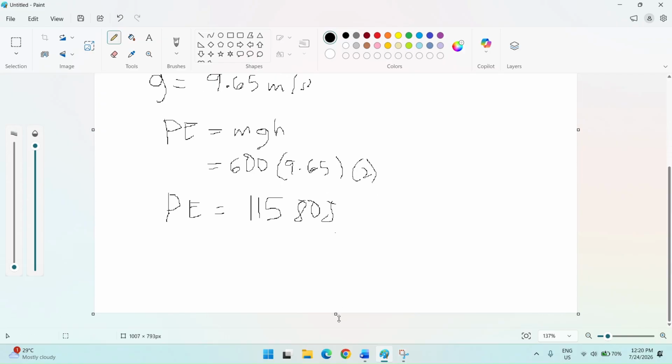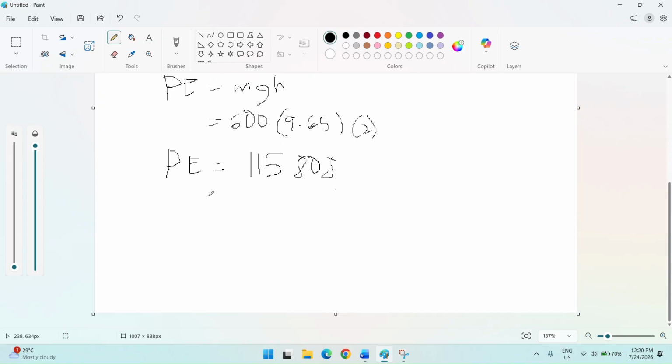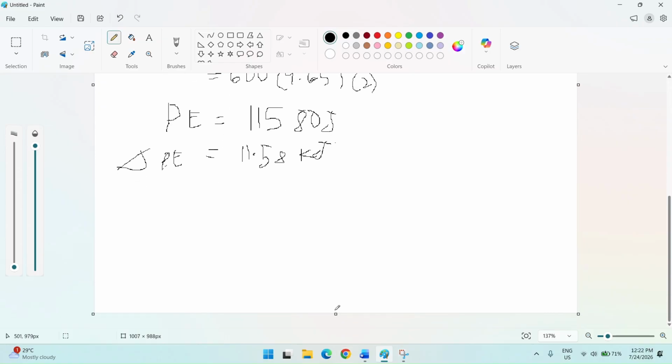Or you can write it as 11.58 kilojoules. Therefore, the change in potential energy is 11.58 kilojoules.